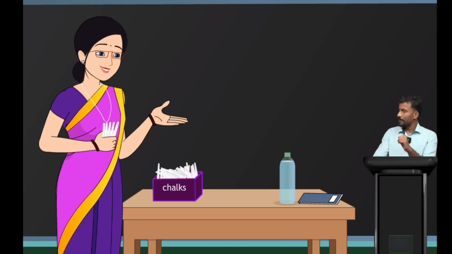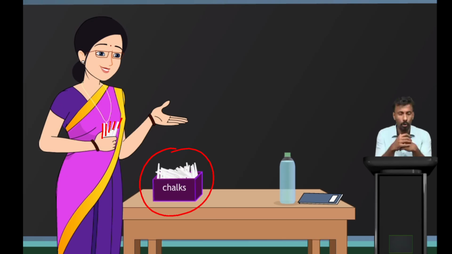Now what happens? She takes out 1, 2, 3, 4, and 5. She has taken out 5 chalks from that box. So here is a box of some chalks. There will be a random number of chalks. It can be 20, 30, 60, any number. So from that box, she has taken out 5 chalks. Clear?